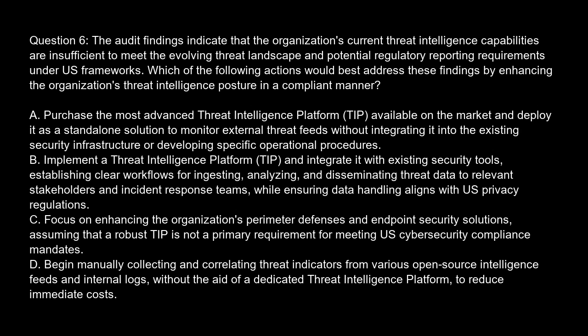Option C. Focus on enhancing the organization's perimeter defenses and endpoint security solutions, assuming that a robust TIP is not a primary requirement for meeting U.S. cybersecurity compliance mandates. Option D. Begin manually collecting and correlating threat indicators from various open-source intelligence feeds and internal logs, without the aid of a dedicated threat intelligence platform, to reduce immediate costs.